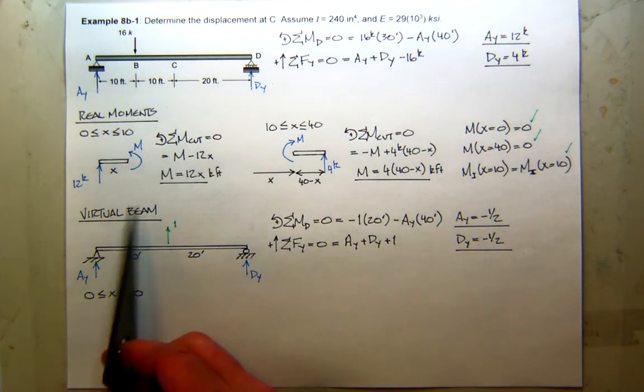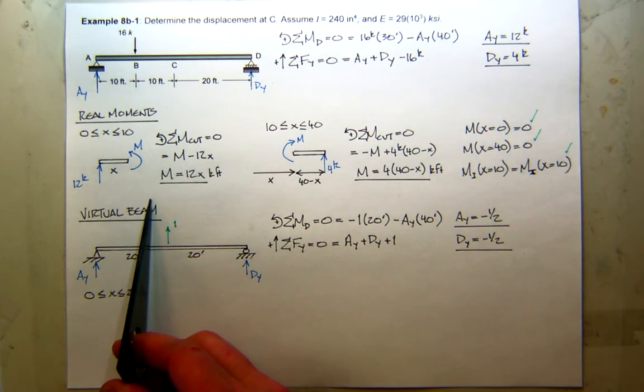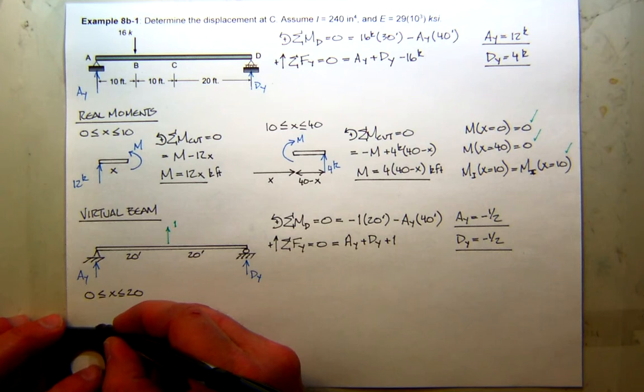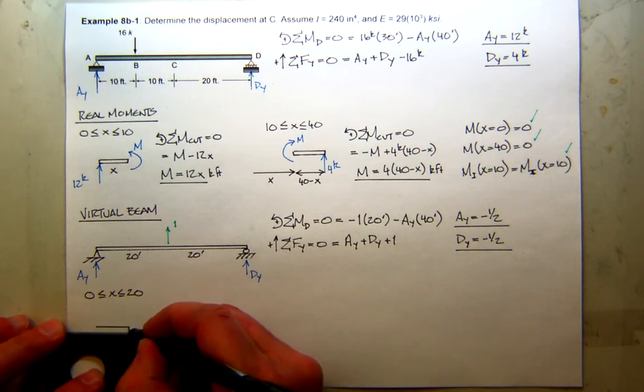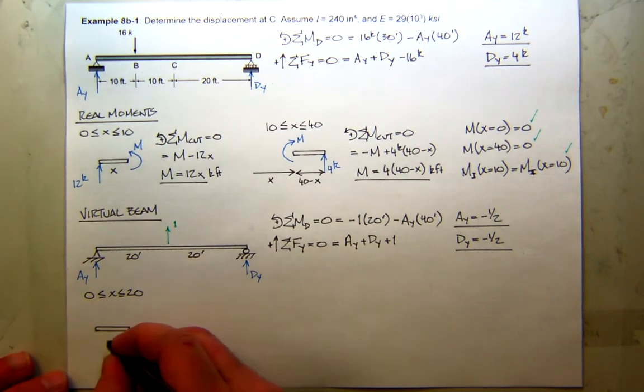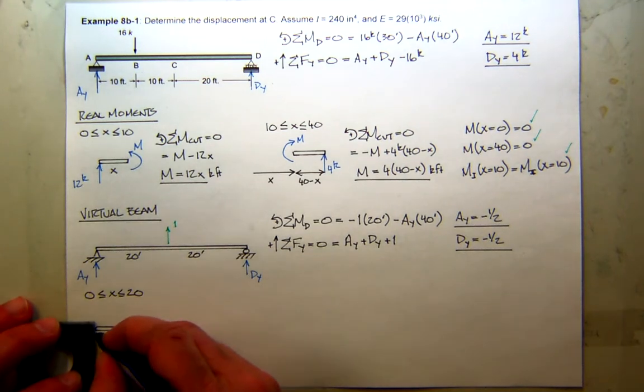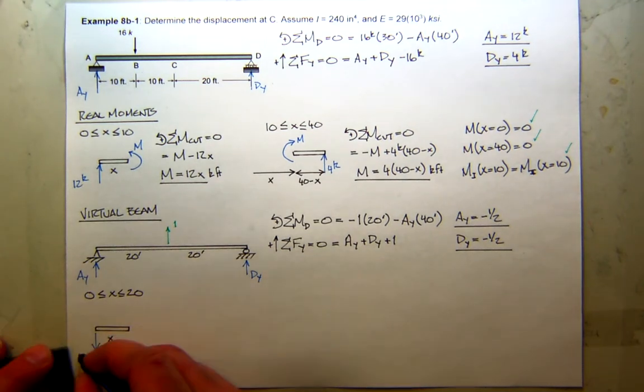So I cut the structure here, and you have to decide whether you want to work the left side or the right side. What do you want? Left. So I will cut that at some distance x from the left side. We know that the reaction is down 1/2.